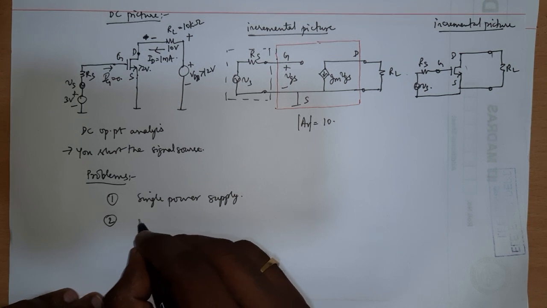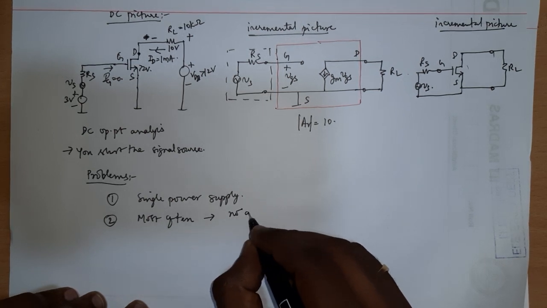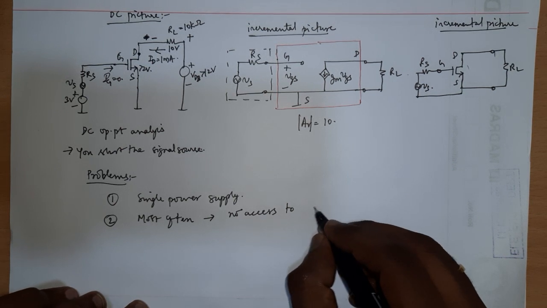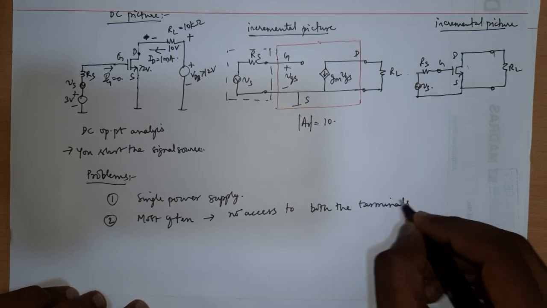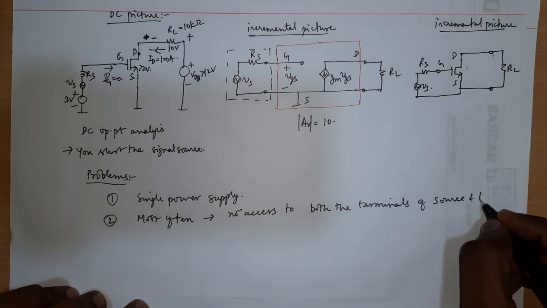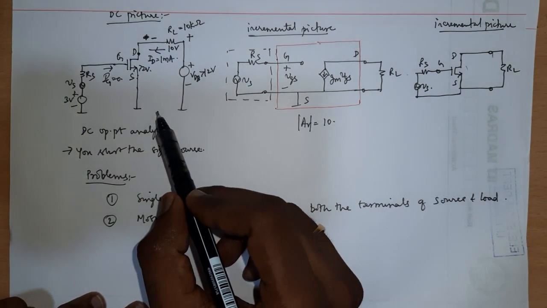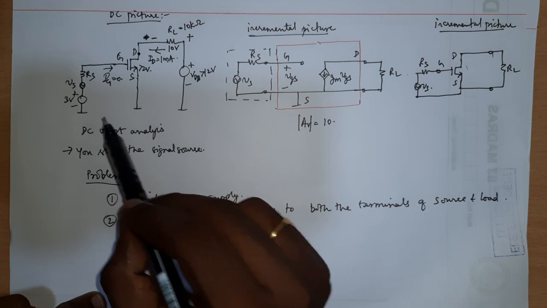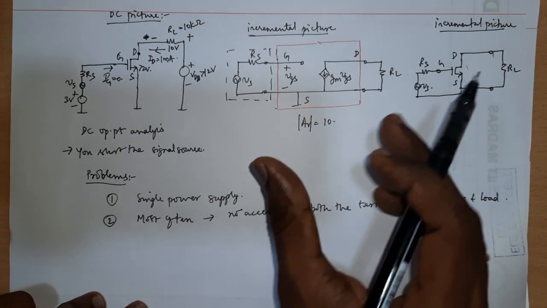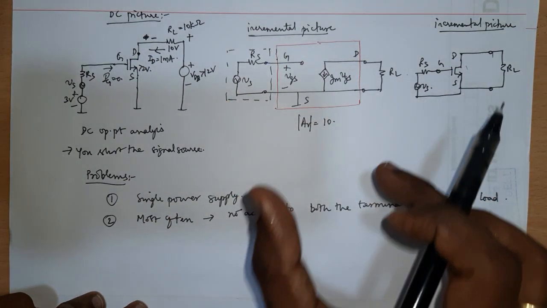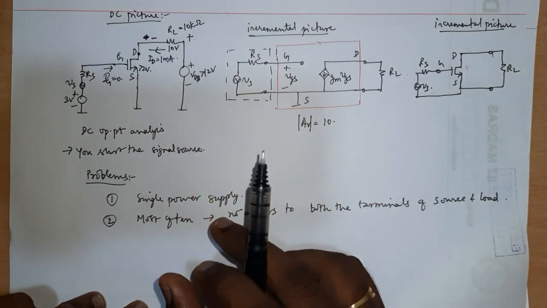most often you have no access to both the terminals of source and load. What I mean by that is, sometimes the source in your circuit would be from the output of the previous stage, and similarly the load of your circuit would be the input impedance of the next stage. Okay, in that case you cannot just like that connect the next stage circuit. You cannot access both the terminals of the next stage circuit and connect across the stage you are working on, or your circuit. Okay, it's simply not possible.